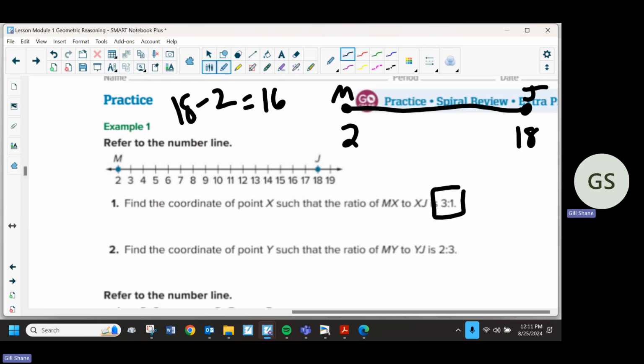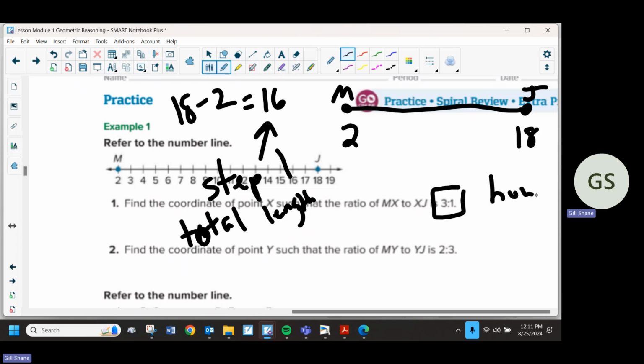Now, if I want to partition it in a ratio of 3 to 1, that means I want 4 total line segments. So that's the next piece you have to know. So step 1, find the total length of the big segment. That's step 1. Step 2 is how many small segments do I want?